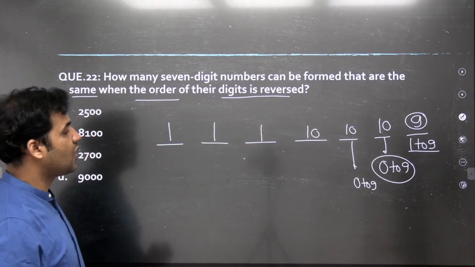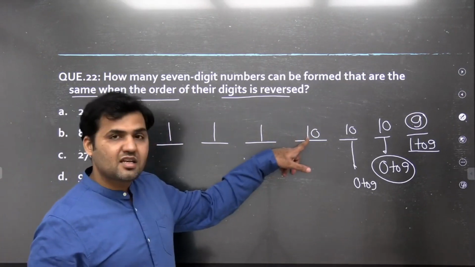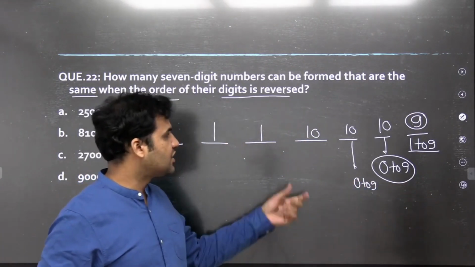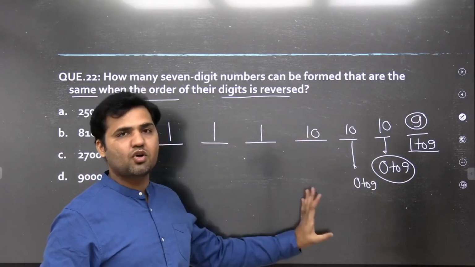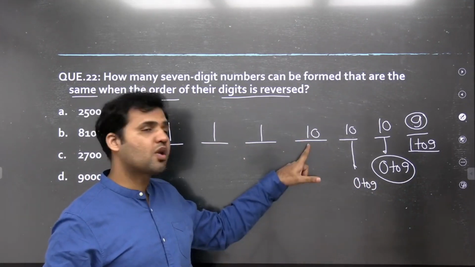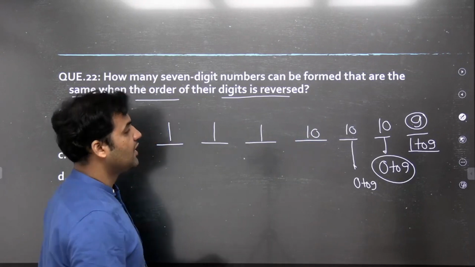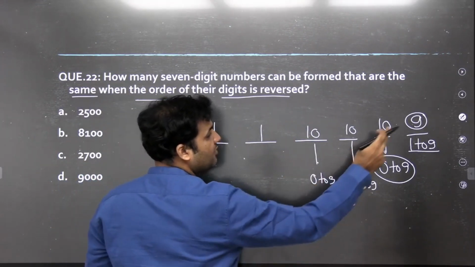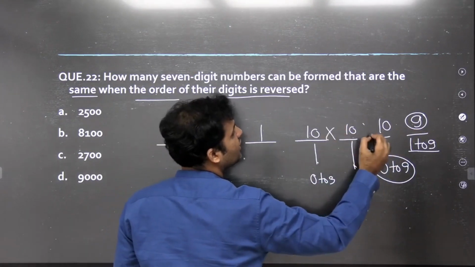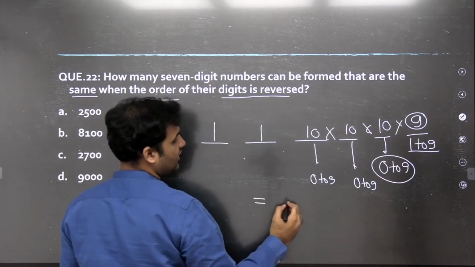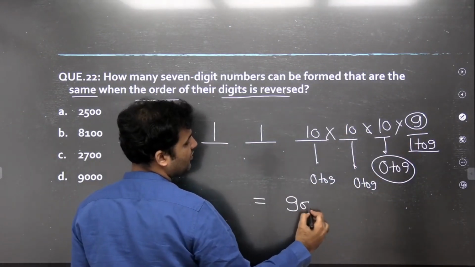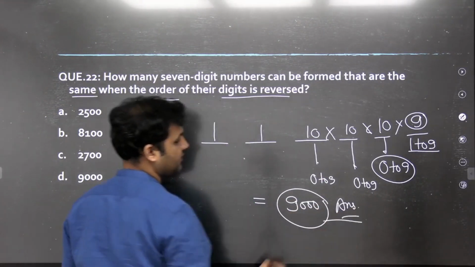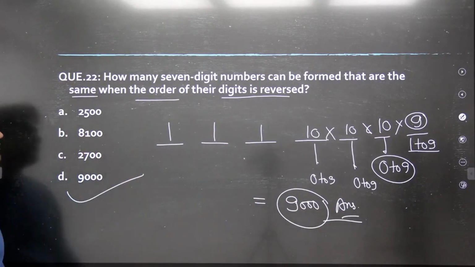Is it clear? Because you can place any number 0 to 9 over here. If you start writing the digits from the last digit, this digit will appear at its own place only, so it will not disturb the order of the digits. So this place can also be filled in 10 ways. So how many numbers will you be able to make? 10 into 10 into 10 into 9. The total palindromic numbers you will be able to make will be 9,000. And this is the answer of the question. That is option number D.